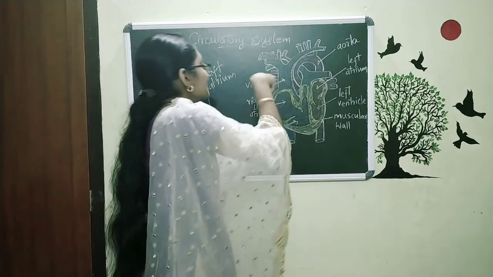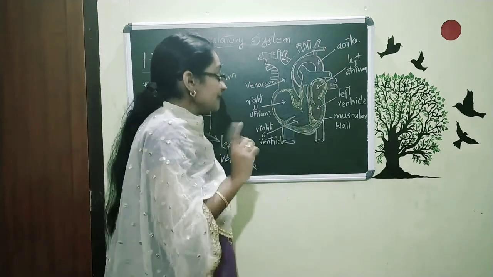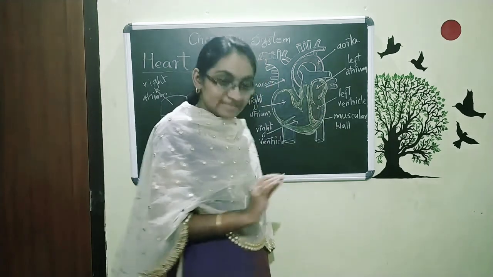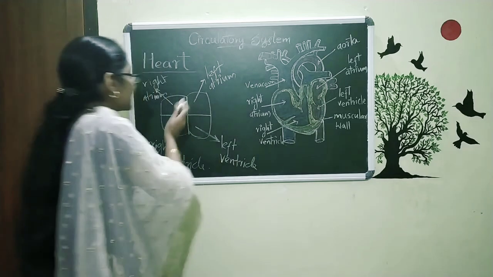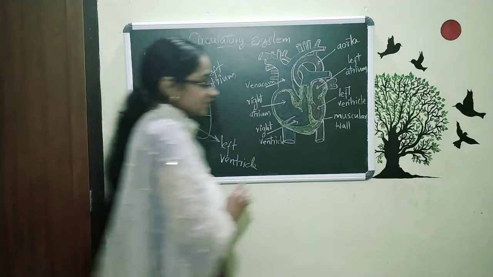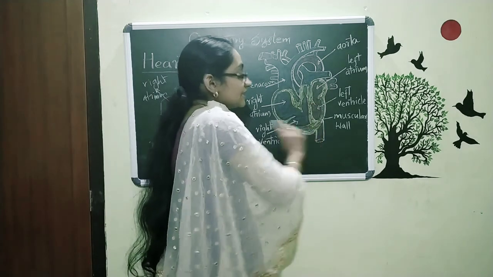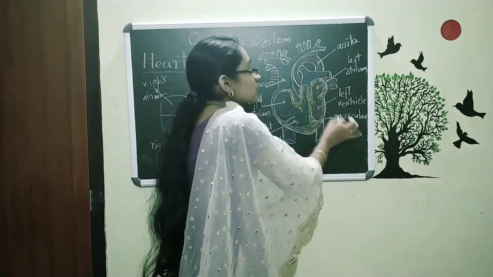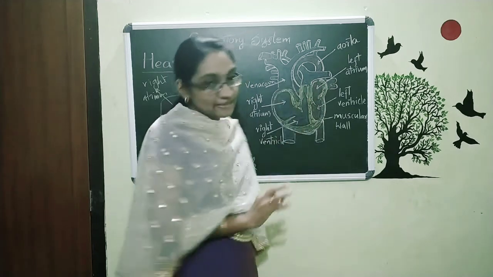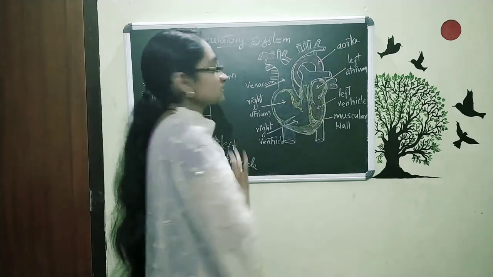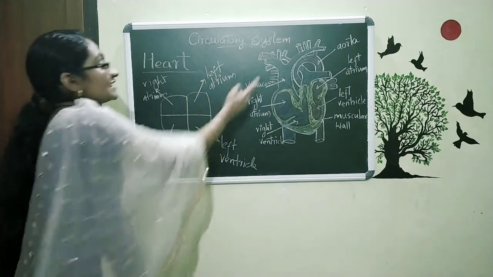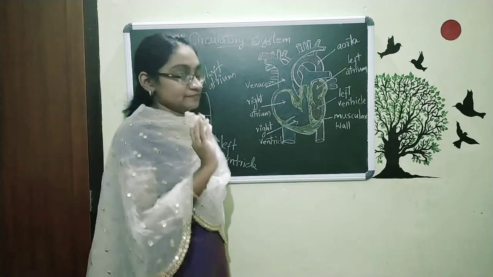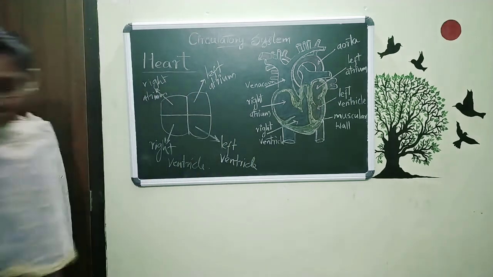Then we studied the vena cava and aorta. And in this diagram there is also one part which is the muscular wall, which divides these chambers. In your textbook you can see a yellow area dotted with red. That area is called the muscular wall, which divides all these chambers. So this is all about the structure of our heart. You need to study these names and identify where each is located.